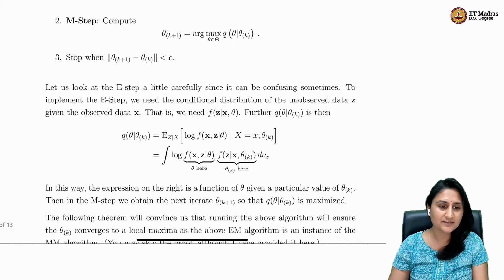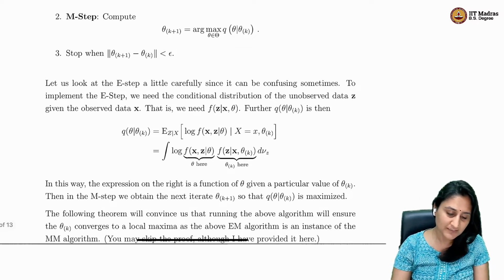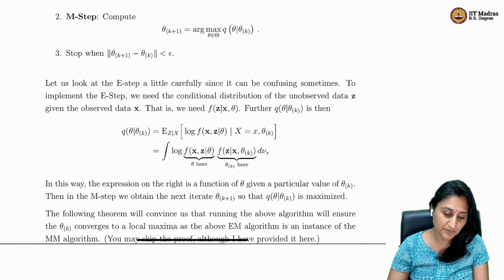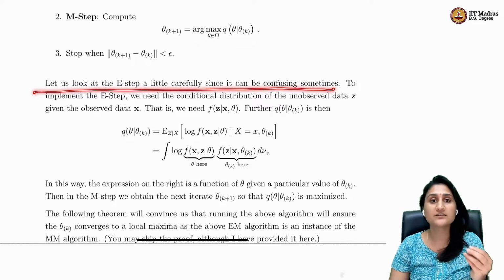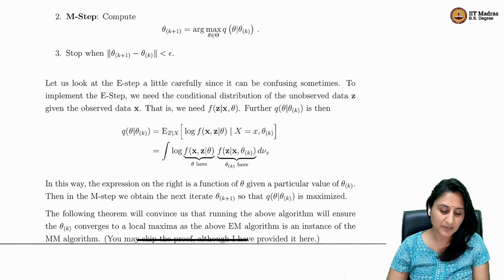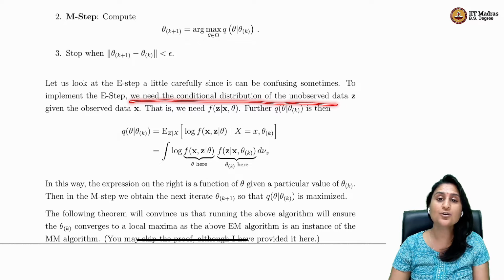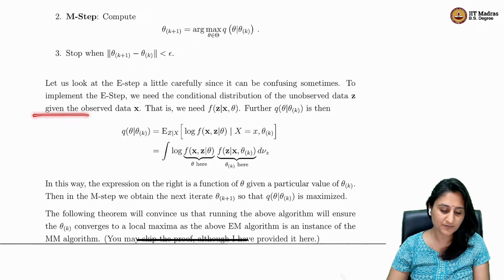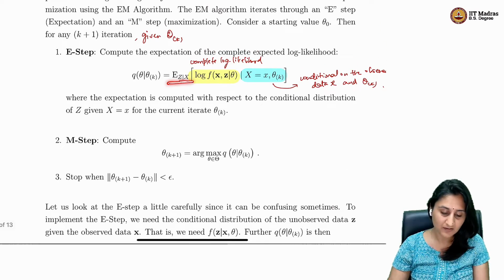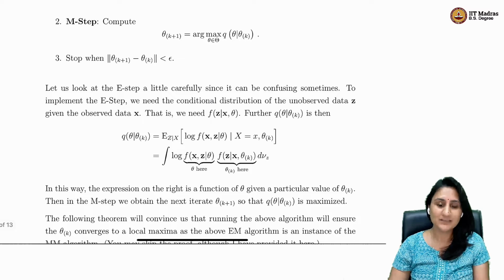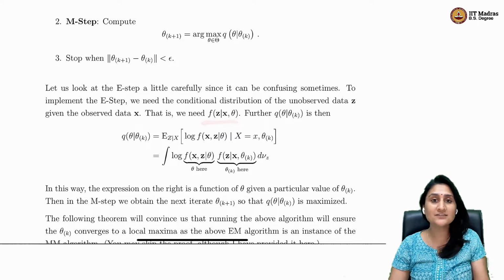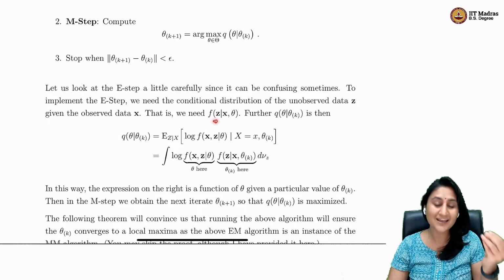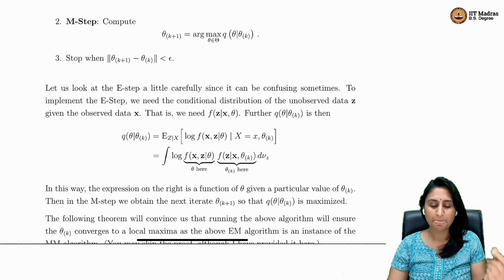Now let us look at this E step a little carefully, because this E step can be a bit confusing and a lot of errors happen in this E step. To implement the E step, we need the conditional distribution of the unobserved data Z given the observed data X. That is, we need to find the distribution f of z given x comma theta. Now this might be a discrete or a continuous distribution, based on what the hidden data z represents.